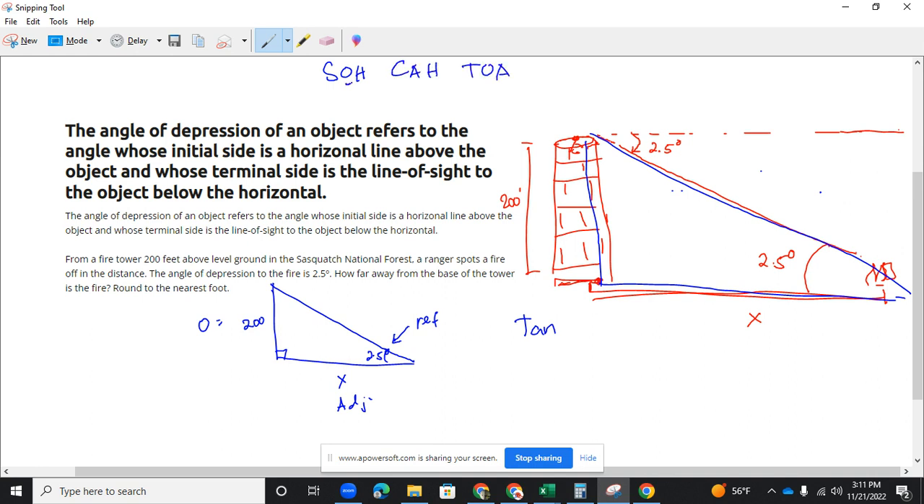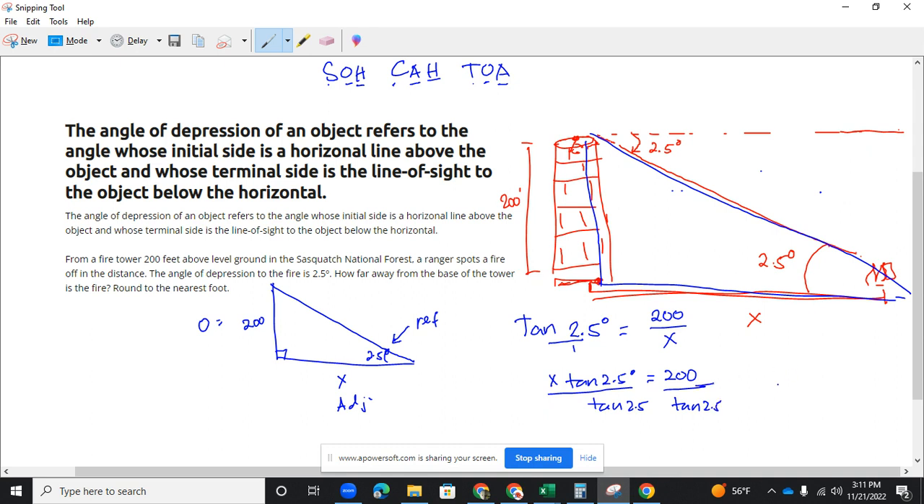If you have opposite over hypotenuse, you can use sine. Adjacent over hypotenuse, you can use cosine. Opposite over adjacent, you can use tangent. So now we can say tangent of 2.5 degrees is equal to opposite over adjacent, so that's 200 over x. Now we cross multiply, putting tangent over 1, so you have x times tangent of 2.5 degrees equals 200. To solve for x, you divide both sides by tangent 2.5.